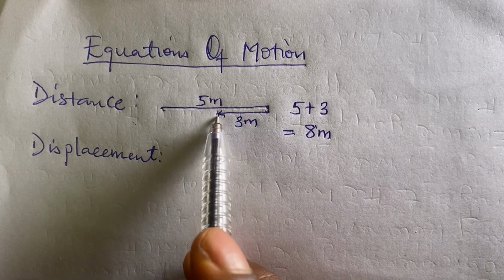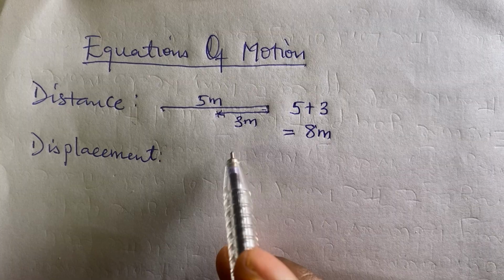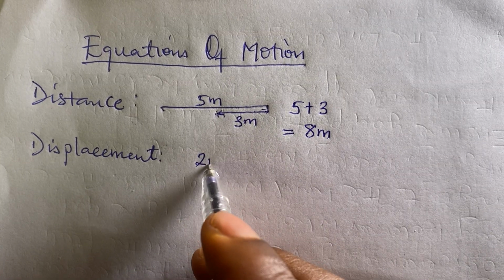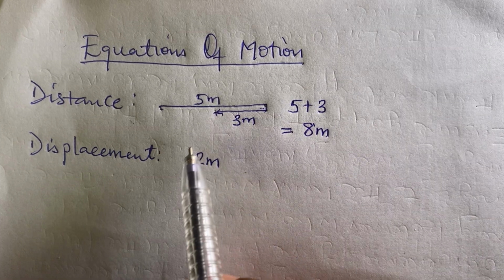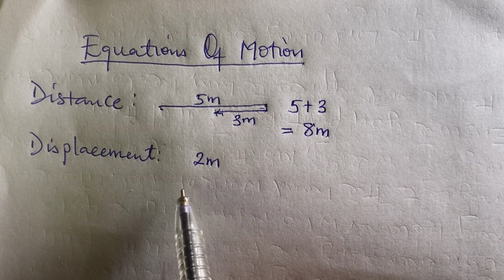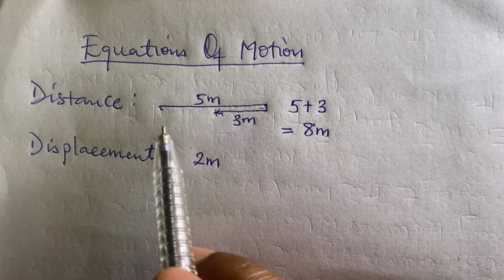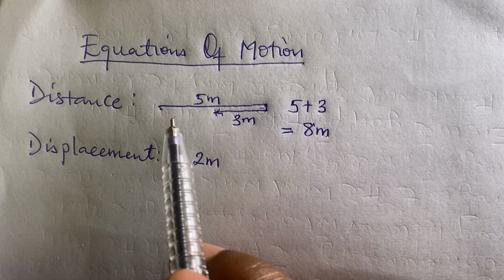So what will be our displacement from here? It's going to be 2 meters from here to here. So displacement has to do with directions, whereas distance is just the total ground you have covered.